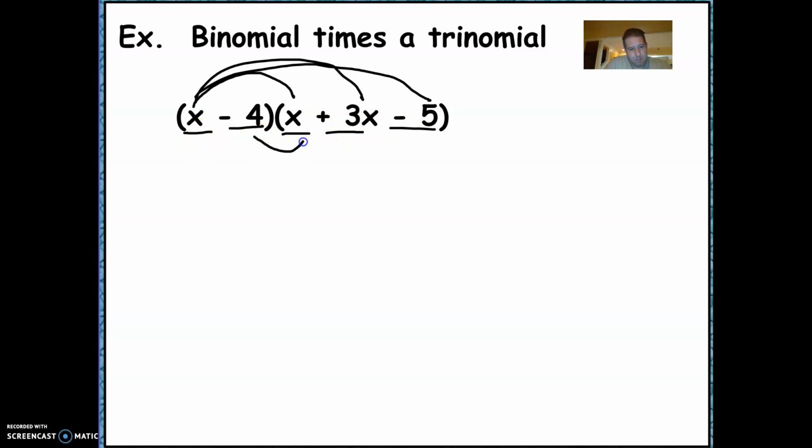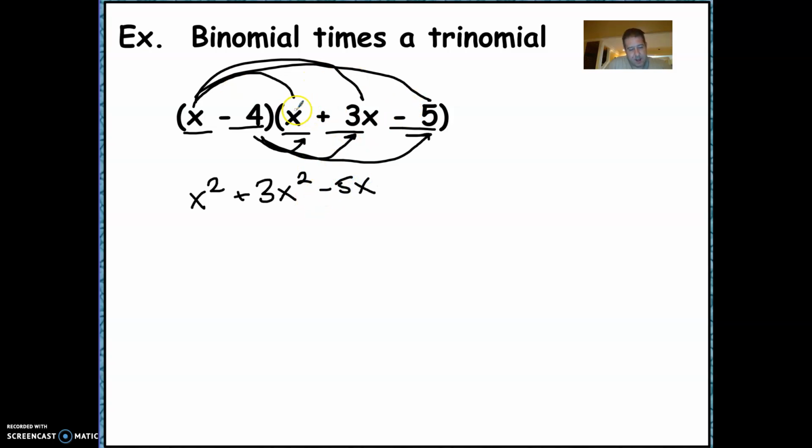Which means all of the terms in the first parenthesis have to be multiplied by all the terms in the second one. So we're going to end up doing 6 multiplications here. We have this times all 3, and this also times all 3. And then clean it up by simplifying. X times x is x squared. X times 3x is 3x squared. And x times negative 5 is negative 5x.